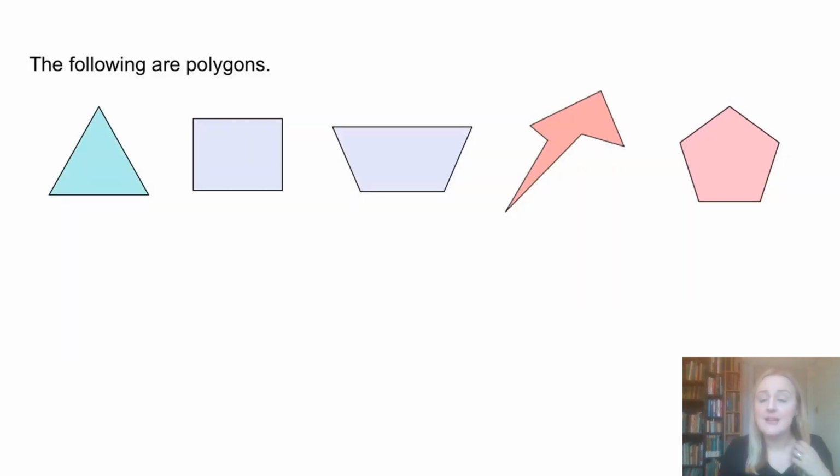This is one I found online, and I showed this to my students. The following are polygons, and for each one I said, it's got straight sides, it's 2-dimensional, and it's closed. It has no gaps in the sides. So I said that for each of them. Look, 2-dimensional, straight sides, closed.